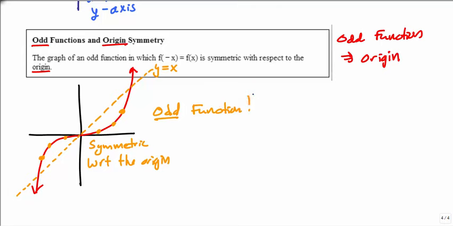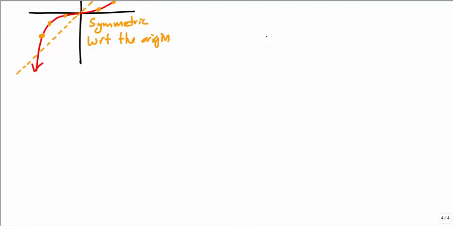Now, not every function is even or odd. There's also the case of neither. So a lot of times in a problem you'll be asked to find: is this function even, is it odd, or is it neither? So let's go ahead and look at a few graphs and try to determine those.